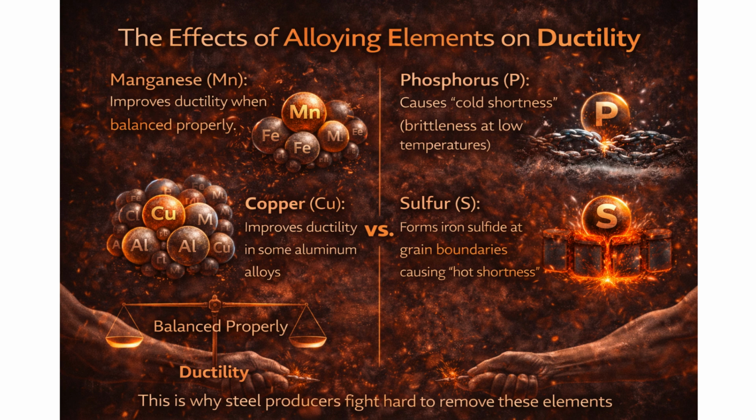Phosphorus and sulfur, on the other hand, are enemies of ductility. Phosphorus causes cold shortness, brittleness at low temperatures, and sulfur forms iron sulfide at grain boundaries, causing hot shortness. This is why steel producers fight hard to remove these elements.